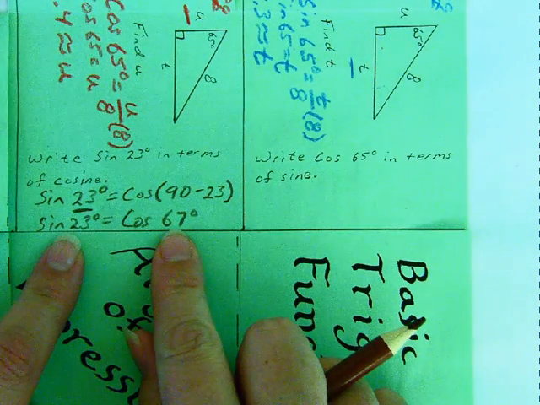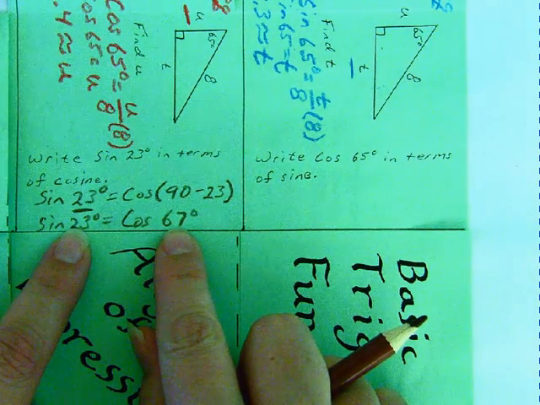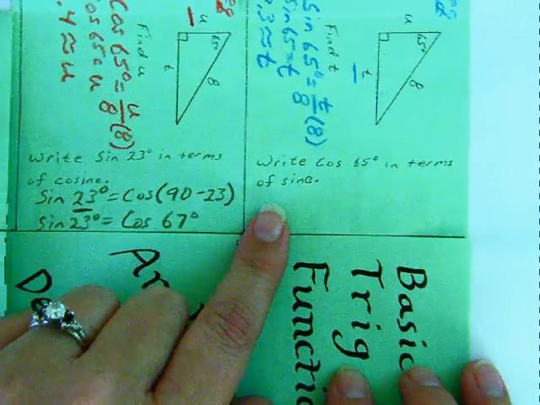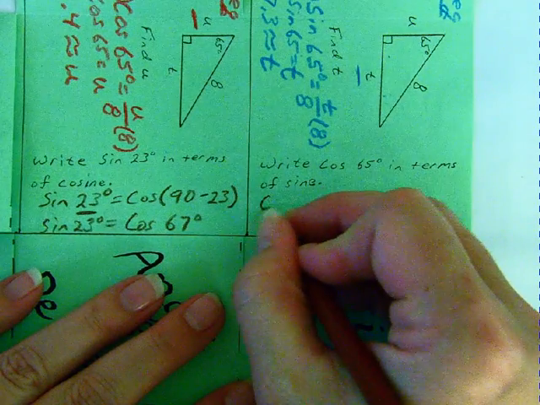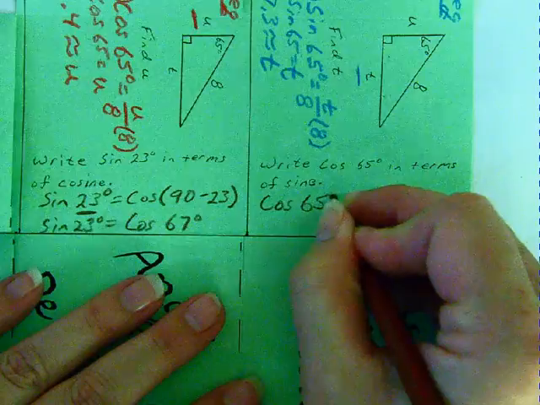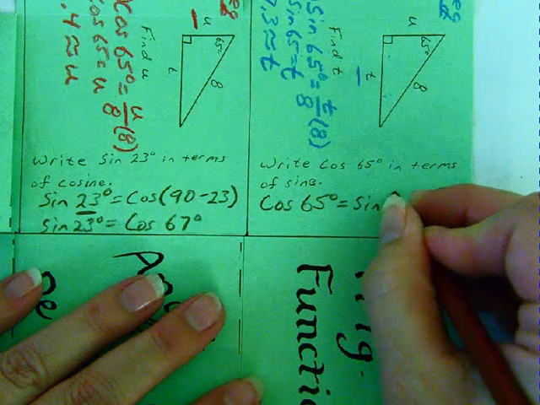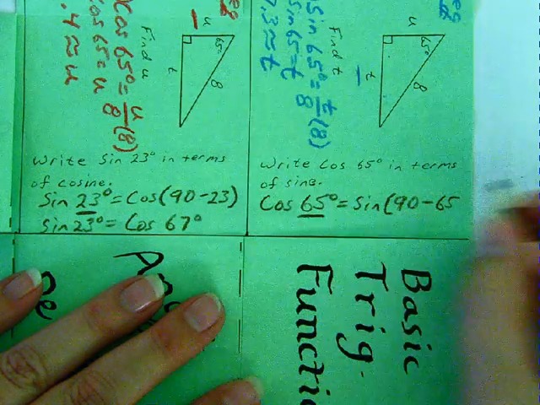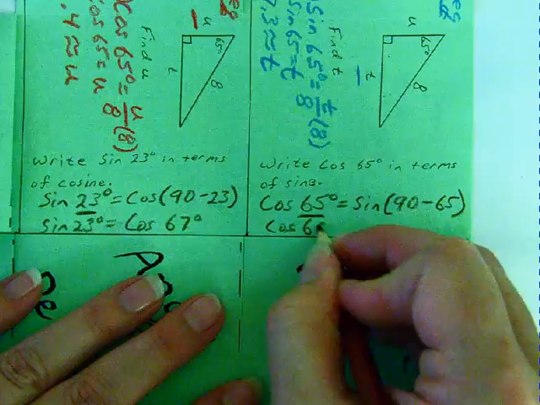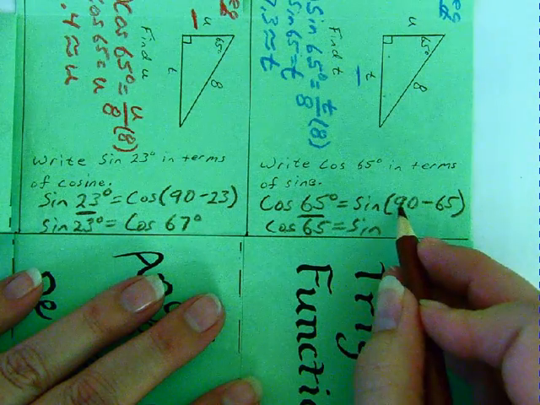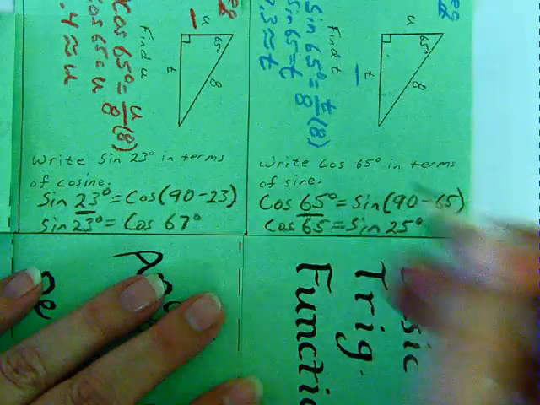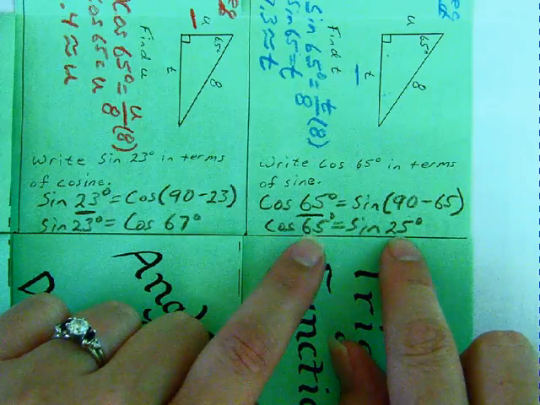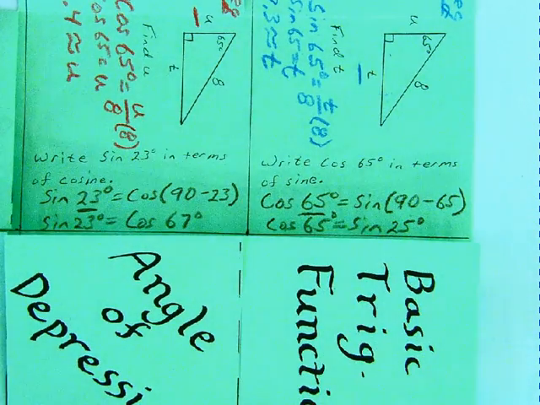So those are going to be equal to each other. The angles are complements of each other. Since we're using sine and cosine, those should be equal. Same thing when we come over here to cosine. Cosine of 65 degrees equals sine of what? Well, we're going to take 90 minus whatever this is, so 65. So cosine of 65 equals sine of 90 minus 65, we get 25 degrees there. Again, those should be complements, so 65 and 25 should add up to our 90. Okay, great job with that.